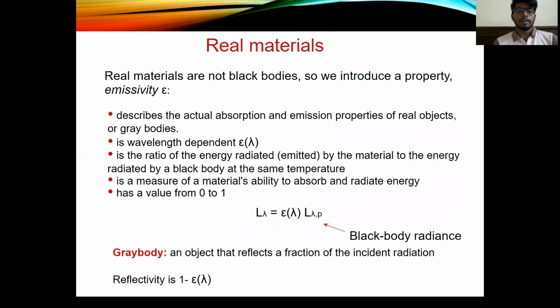Real materials. Real materials are not black bodies, so we introduce a property called emissivity. It describes the actual absorption and emission properties of real objects like gray bodies, and is wavelength dependent. Emissivity epsilon of lambda is the ratio of the energy radiated by the material to the energy radiated by a black body at the same temperature. It is a measure of a material's ability to absorb and radiate energy and has a value from 0 to 1. M lambda equals epsilon of lambda times M lambda of the black body. A gray body reflects a fraction of the incident radiation; the reflectivity is 1 minus epsilon lambda.